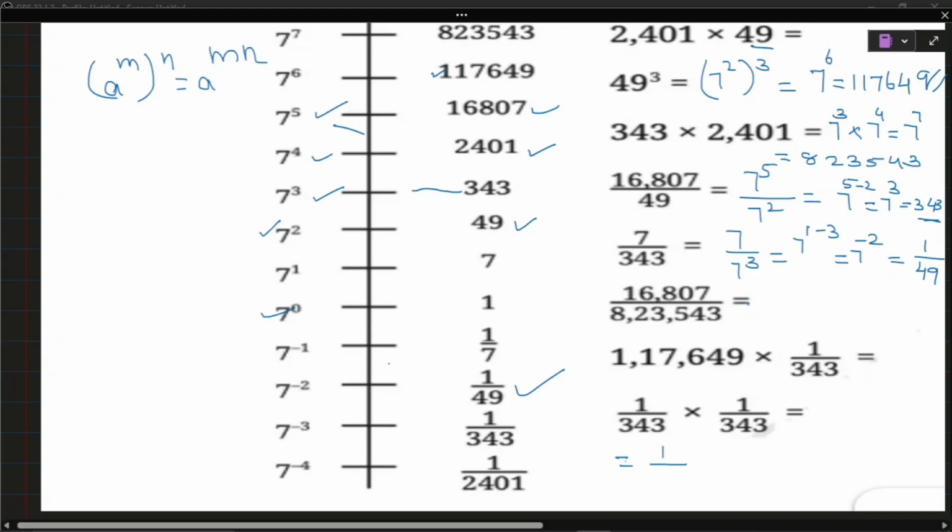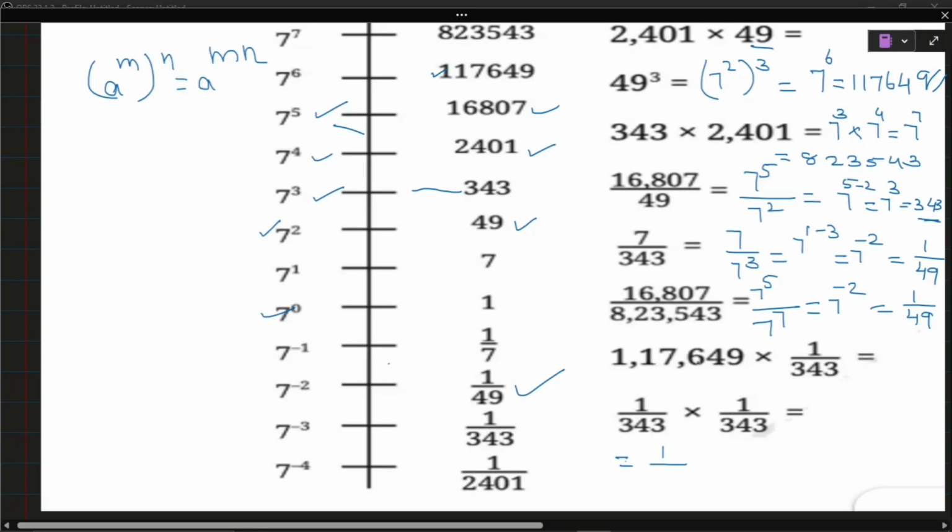Now next one. 16,807, you can see on the table, that is 7 raised to 5. Then divided by the next one, 7 raised to 7. So here also when you are doing the subtraction, 5 minus 7 is minus 2. When we are subtracting a bigger number from a smaller number, it becomes minus. And here also the same answer, 1 by 49.